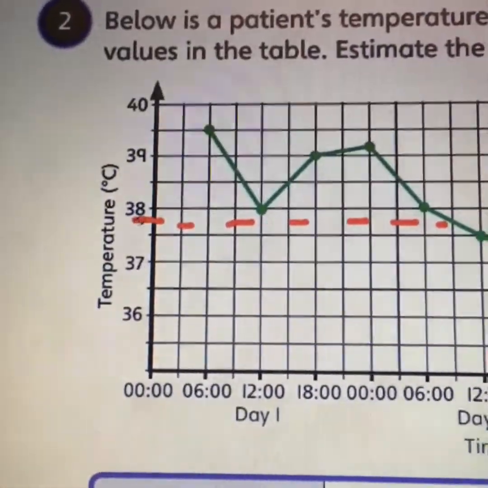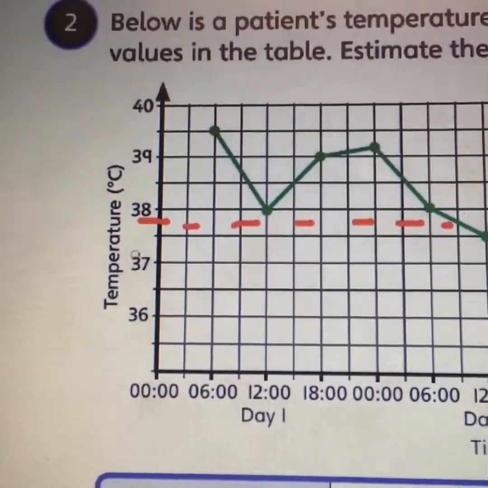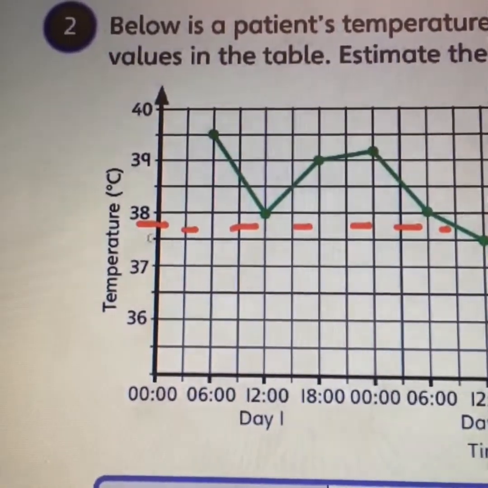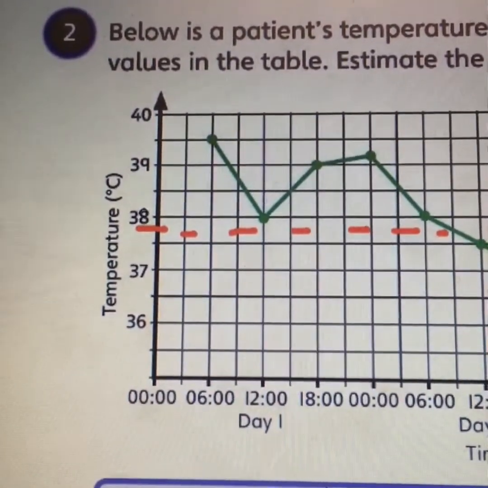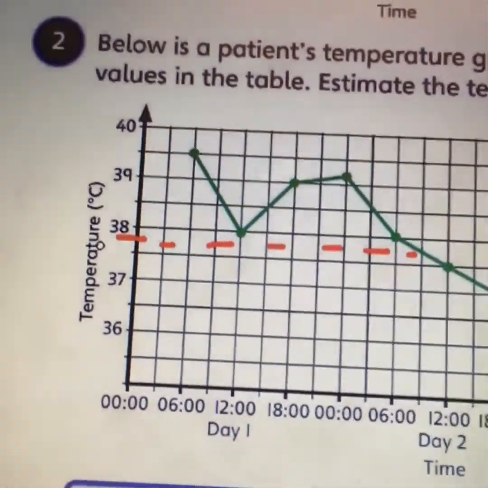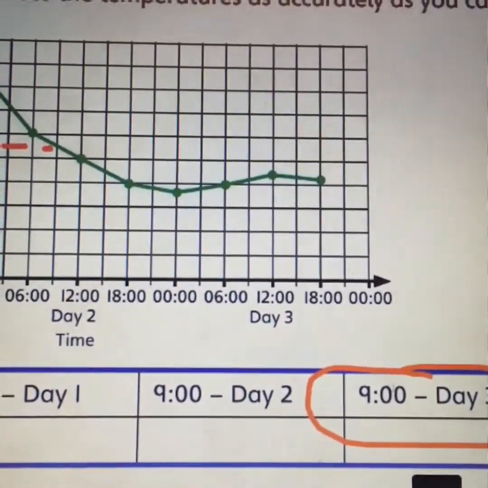Okay, so this time it's in the same place, but it's just 1 degree below. So it's bigger than 37 degrees, it's less than 38, and it's halfway again between 37.5 and 38. So this one's going to be 37.75 degrees. Last one then for this question, 9 o'clock on day 3.